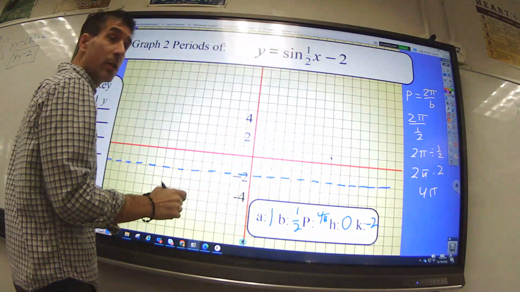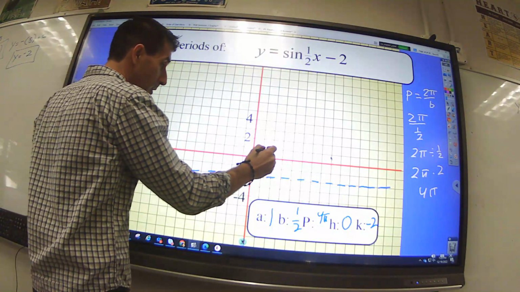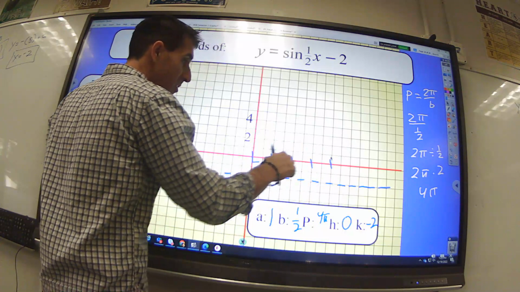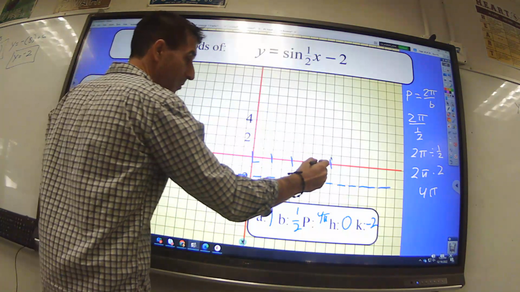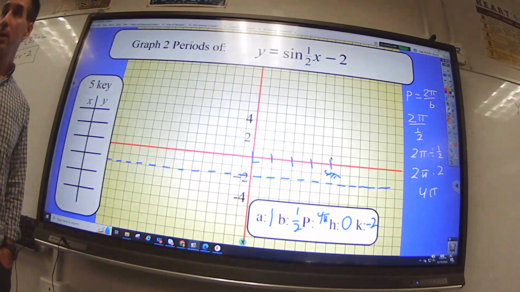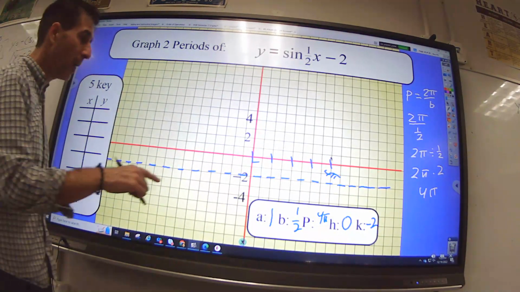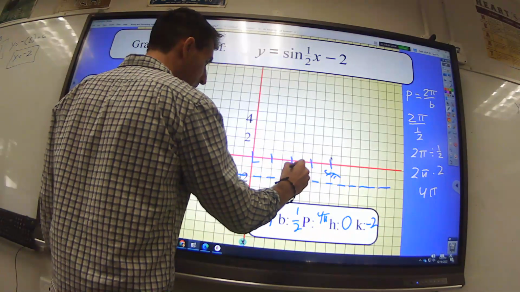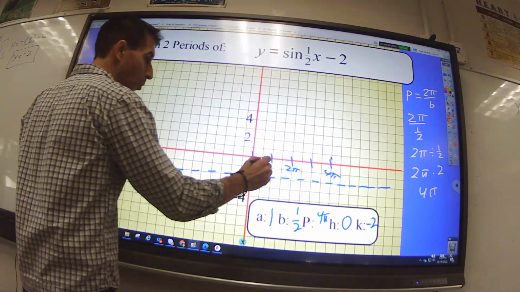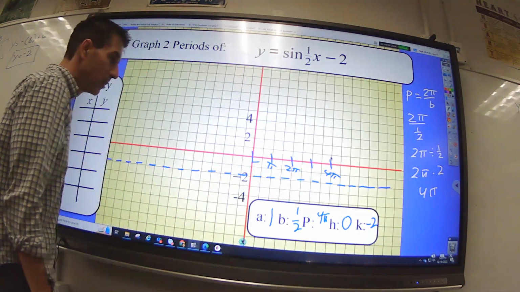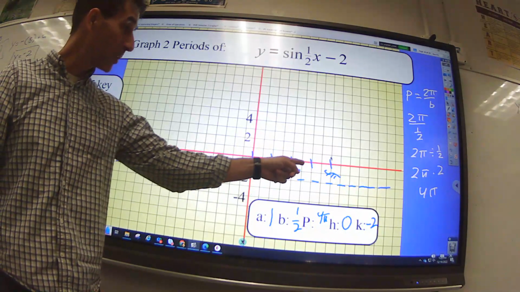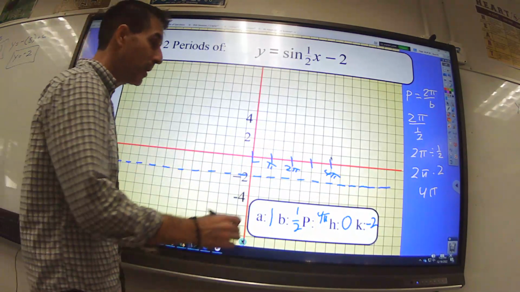4 pi. So let's go 1, 2, 3, 4, 5. This ends at 4 pi. My 5th point is 4 pi, right? You guys with me? What's half of 4 pi? 2 pi, our favorite artist. What's half of 2 pi? 1 pi. So each of these is 1 pi. 1 pi, 2 pi. What's this going to be? 3 pi.